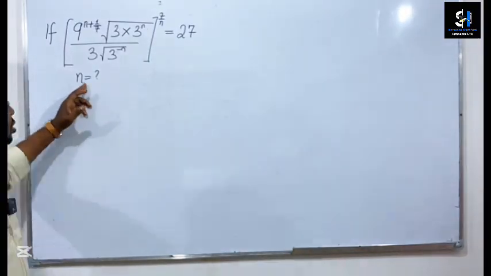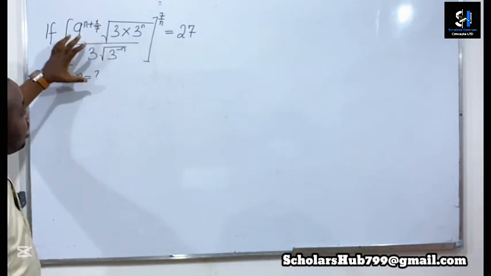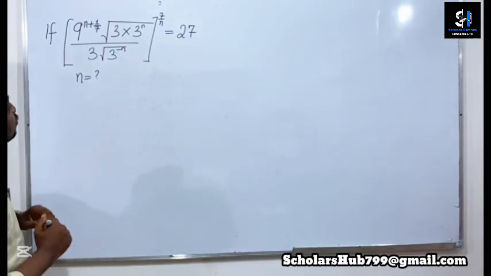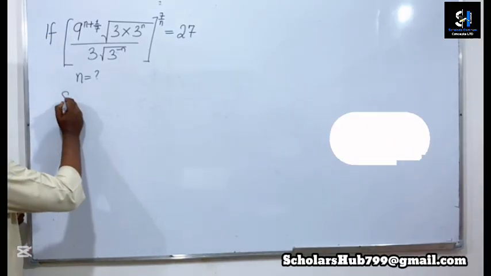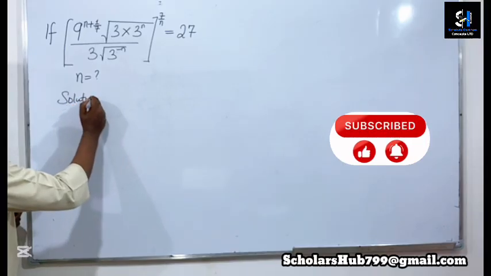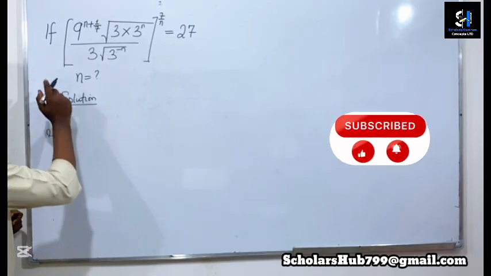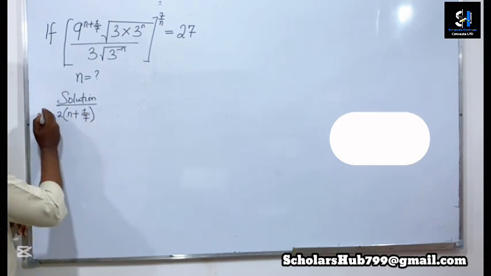Now let's obtain the value of n given this exponential equation. All right, so what I'll do first is write this in terms of base 3 as 3 raised to the power of 2. Then multiply by n plus 1 over 7.